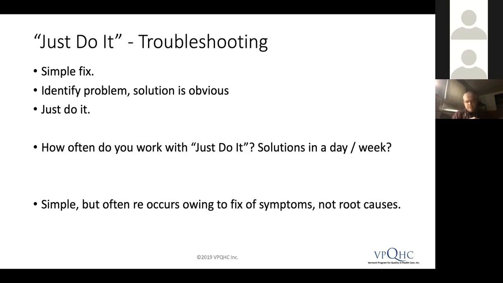The key to this one is that it solves the point issue. It doesn't necessarily solve the root causes. It fixes symptoms that are causing the difficulty right at the minute, but the underlying root causes aren't necessarily fixed. So that's perfectly okay for some issues, but when you start getting into more complicated things, quite often that's not the case.